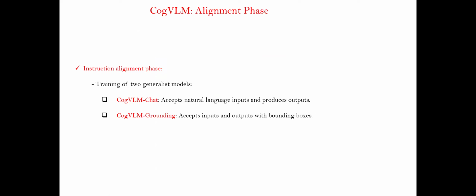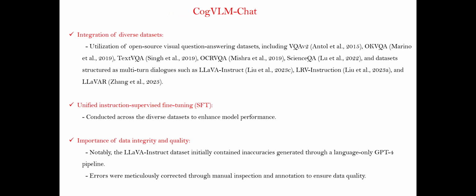CogVLM chat accepts natural language inputs and outputs, whereas CogVLM grounding accepts inputs and outputs with bounding boxes. We will look into the details of CogVLM chat first.